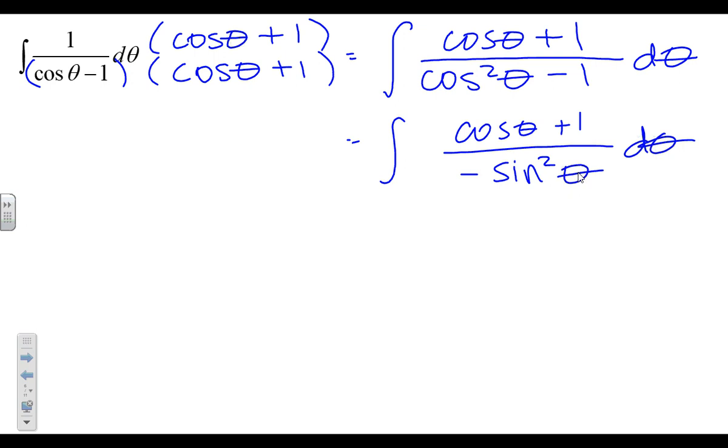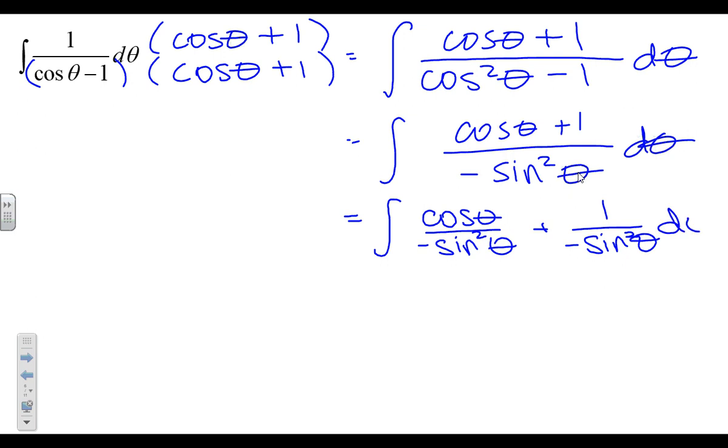All right, so now we have to get a little creative. We need to separate: cosine of theta over negative sine squared theta plus 1 over negative sine squared theta. There are a couple of different ways we can attack this problem. We can either use u substitution, or is it possible to rewrite it?